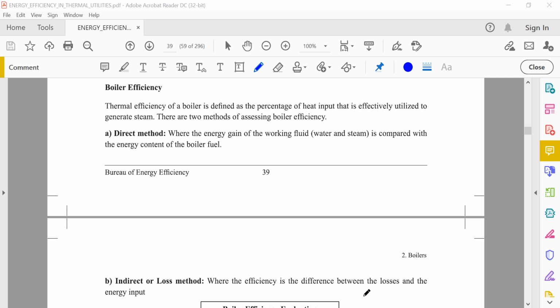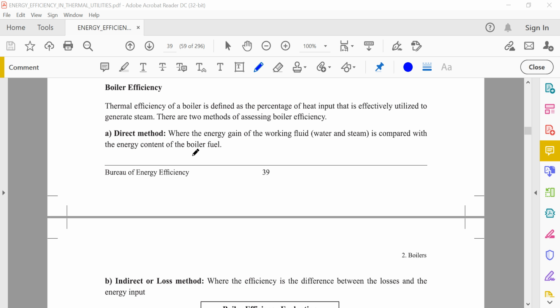Hello friends, today I am going to explain boiler efficiency. This is from the book Energy Efficiency in Thermal Utilities. Now there are two methods to calculate boiler efficiency. One is the direct method and the second one is the indirect method.